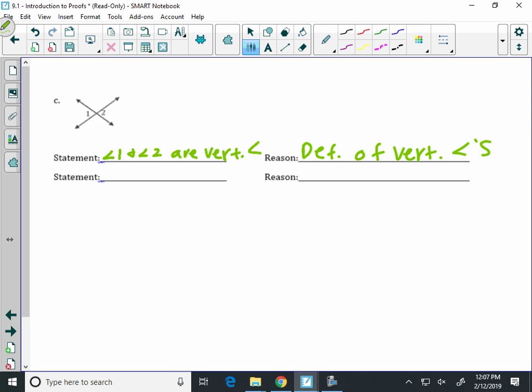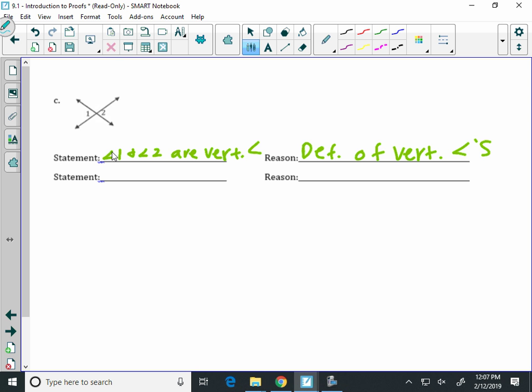So whenever you have a vocab word in a statement or given information, your reason is going to be definition of that vocab word. We knew by the definition of vertical angles, they're two angles formed by intersecting lines that are back to back. We can make that statement. Okay? Well, what do we know about vertical angles?